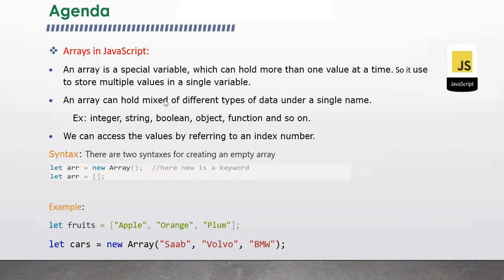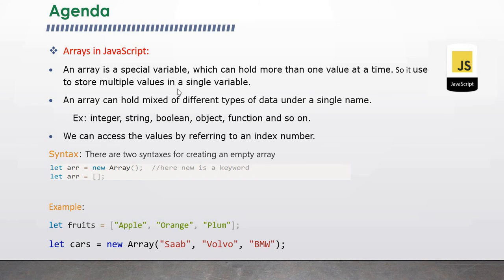In this lecture we're going to learn arrays in JavaScript. So what is an array? An array is a special variable which can hold more than one value at a time. It is used to store multiple values in a single variable. In our regular fundamental concept about a variable, we all know a variable holds a value or data. But when you need to store multiple data in a single variable, that's when the array comes into the picture.